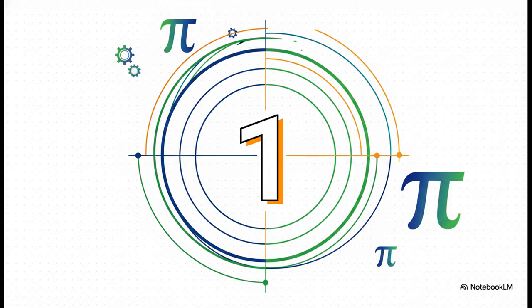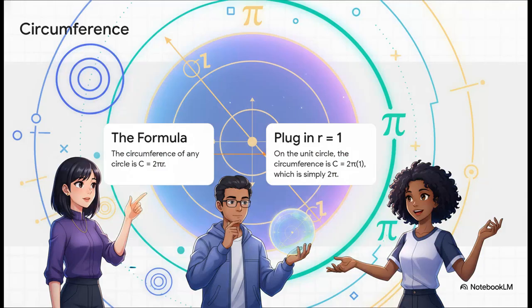By locking in the radius at this simple value, we get to see what pi is really doing, all by itself. So you probably remember the formula for circumference, right? C equals 2 times pi times r. Okay, now watch this. This is where the magic happens. We're using our unit circle. So what's our radius? r, it's 1. So we plug that in. C equals 2 times pi times 1, which is just 2 pi.